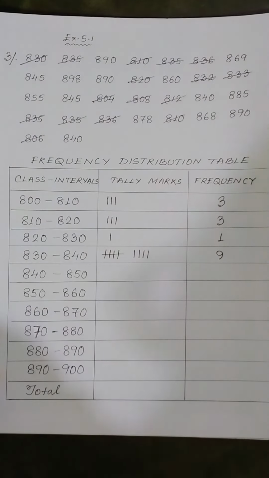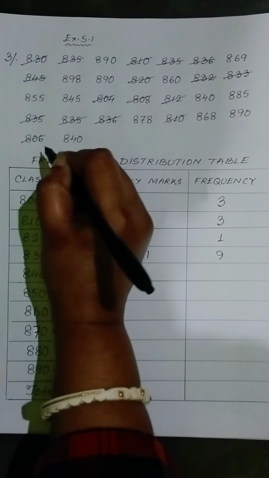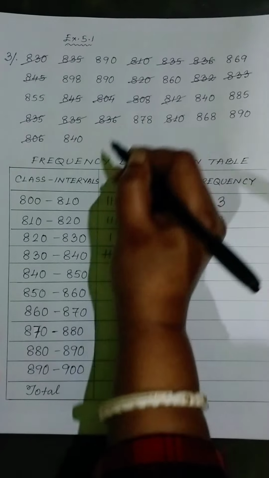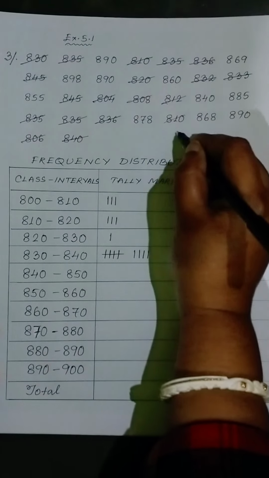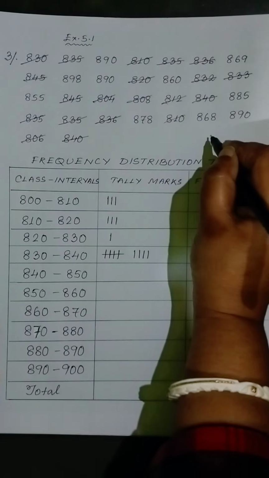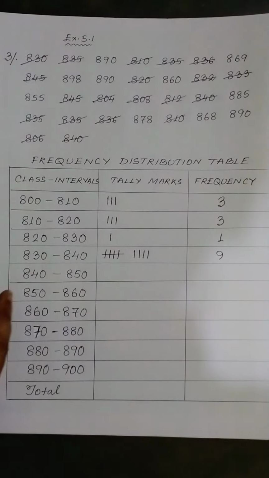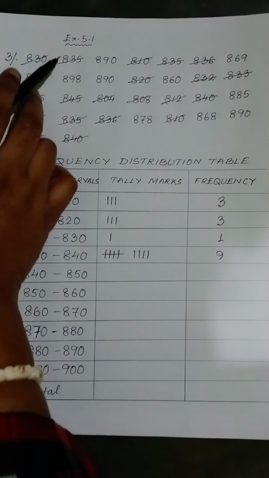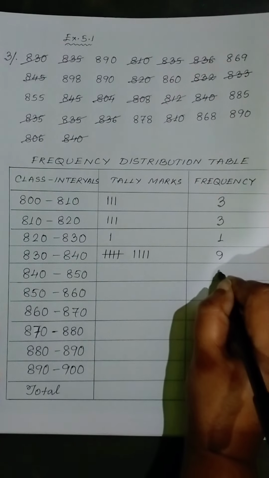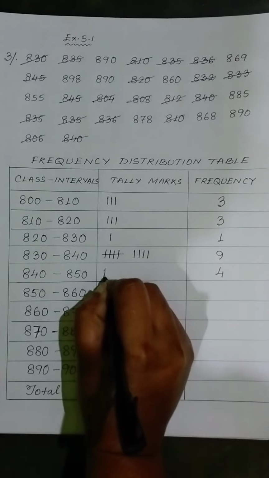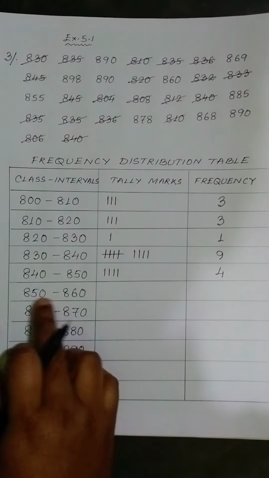The values will be 840 to 850, means 840 to 849. 1, 2, 3, 4. 4 values. 840 to 849. Yes, no other values are there. 4 values. Okay then 4. 1, 2, 3, 4. Okay then this value. Clear to me? Then 850 to 860.